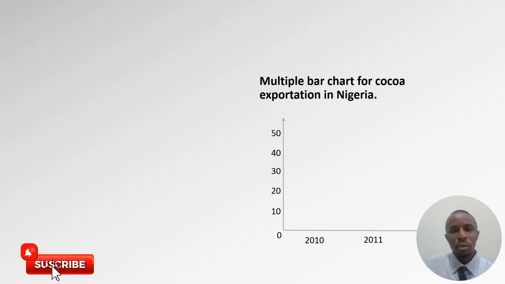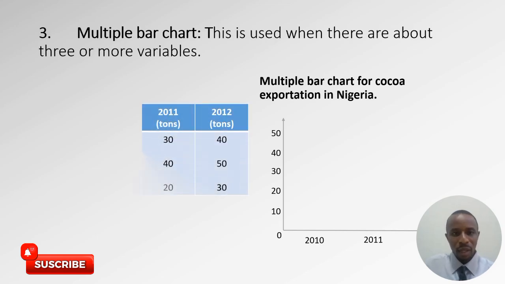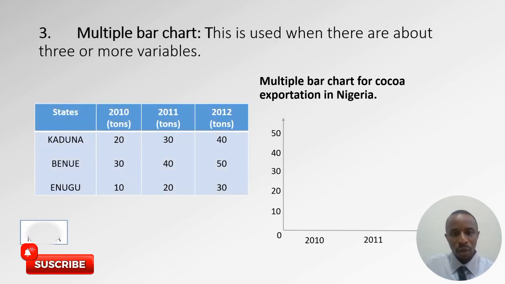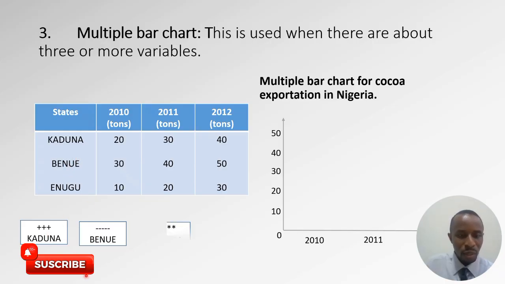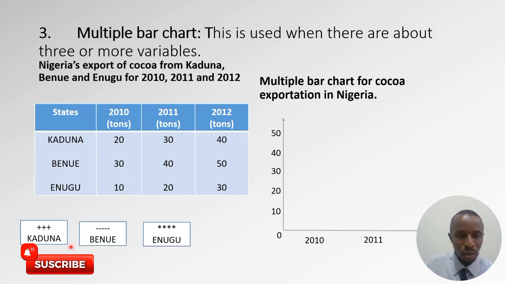Now for multiple bar chart, it is used when we have more than two categories of item, when we have up to 3 or more. And I'm going to use this example. We have cocoa exportation in Nigeria from 2010 to 2012. And we have 3 states involved: Kaduna State, Benue State, and Enugu State. To differentiate the 3 states, Kaduna State, it has plus. For Benue State, I will use this dotted line. And for Enugu State, I'm using asterisk to differentiate the 3 of them.